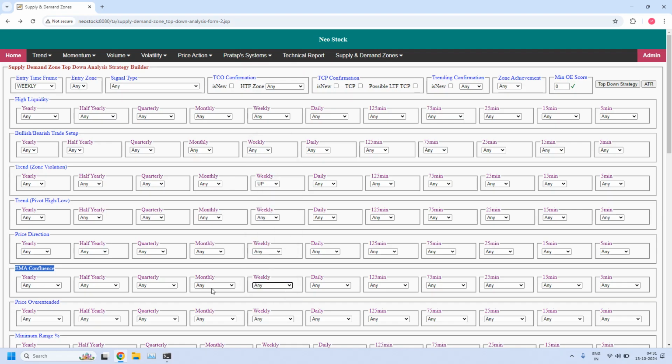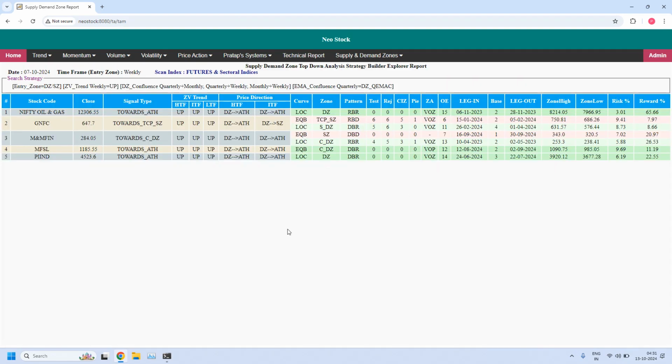Another filter also you can add, because weekly, any quarterly trend is available. Quarterly demand zone is having a quarterly EMA confluence, because weekly and monthly together are part of the quarterly. So these 5 stocks are filtered. That way they are the high probability, because of quarterly EMA confluence. If prices are entering into the zone, it's a high probability setup. See, like that you can filter different combinations to find the high probability setups.